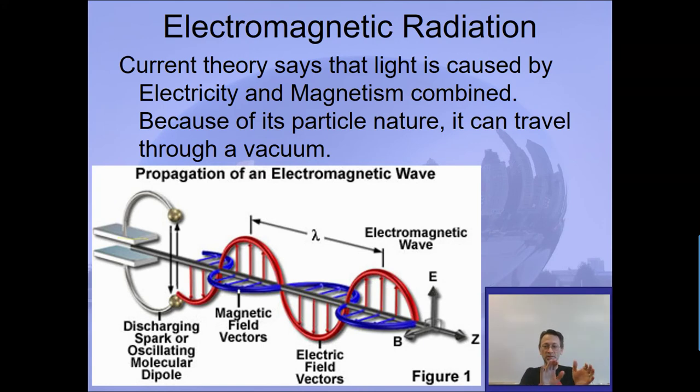And it's that combination of the up and down magnetic wave and the side to side electric wave that creates a light wave. It's an electromagnetic wave. So if you can do this, it can help you remember that we have the back and forth and the up and down together. That's what creates an electromagnetic wave.